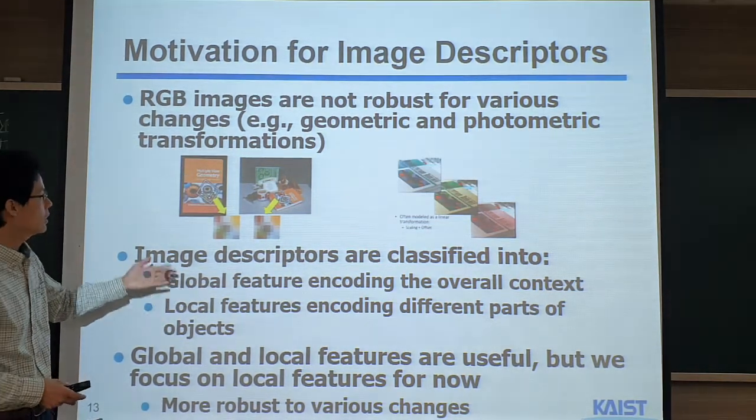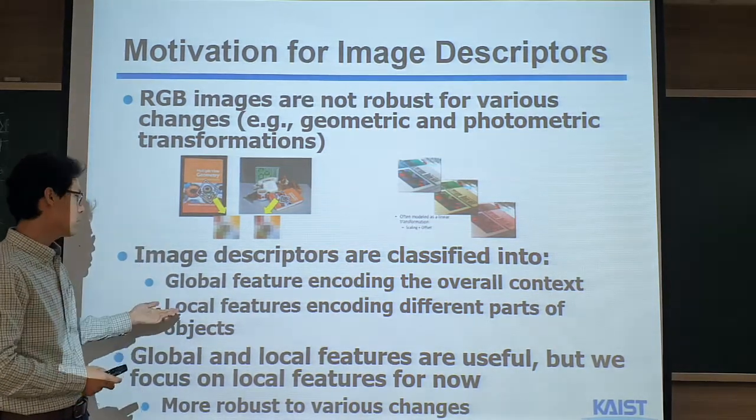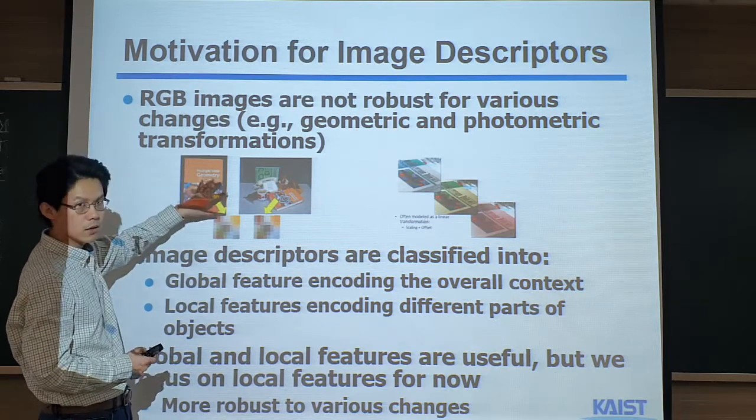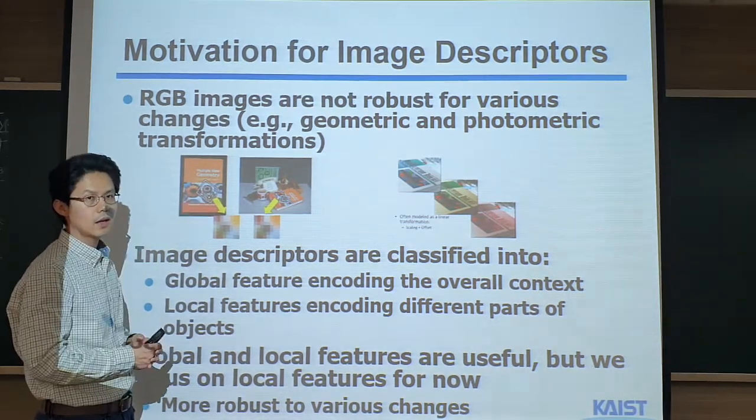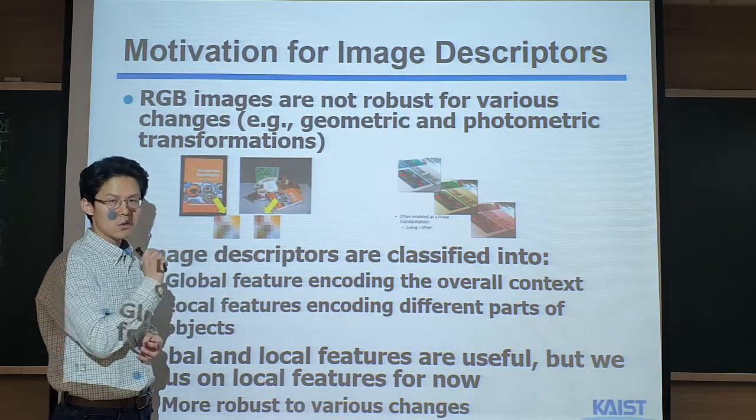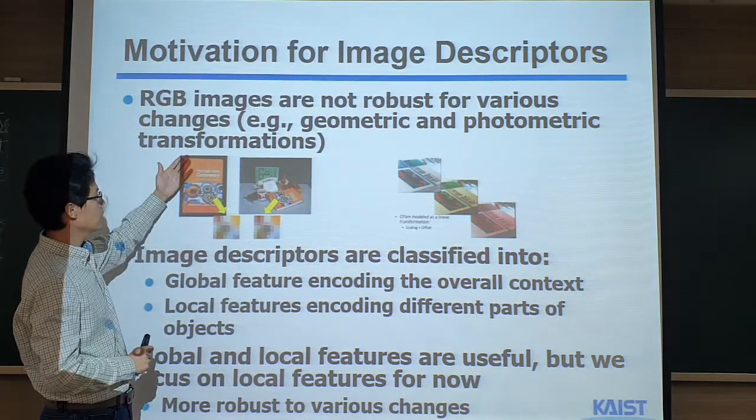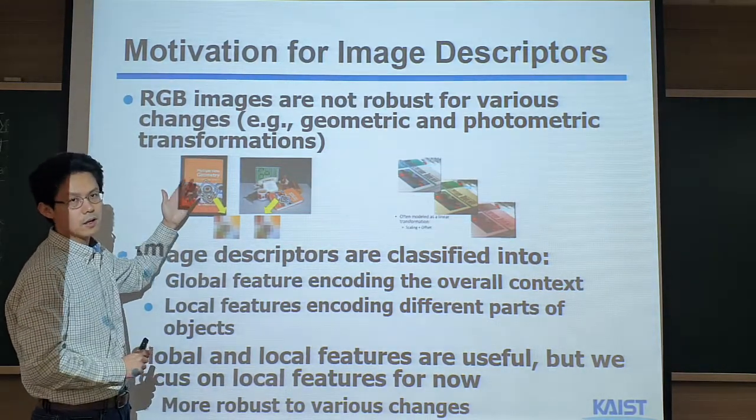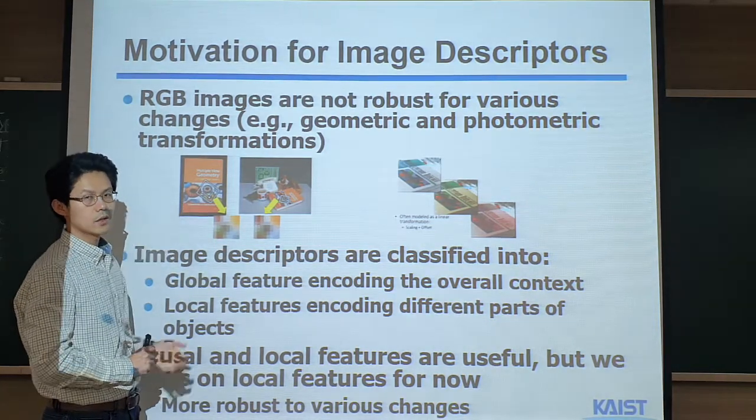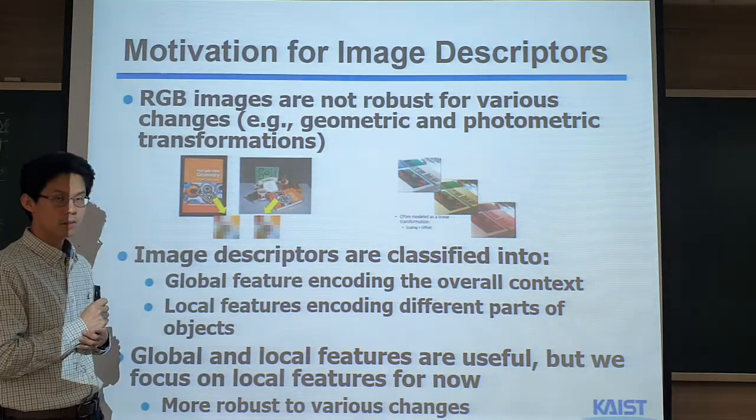Global means that given this image, we extract only one image descriptor. The local feature is that given this image, we extract different local patches, and for each patch we compute a local image descriptor. So if we extract 100 patches, and for each patch we create an image feature, then we can create 100 different local image descriptors.